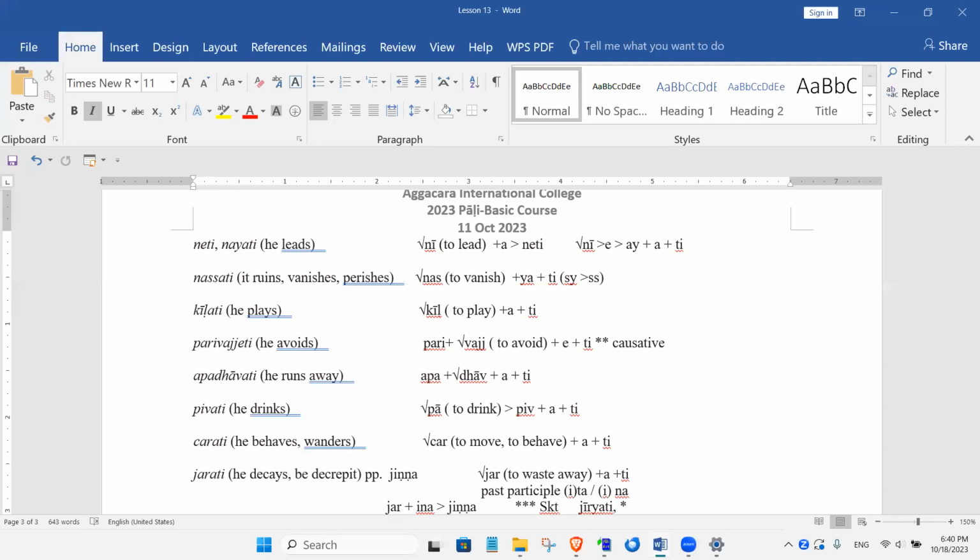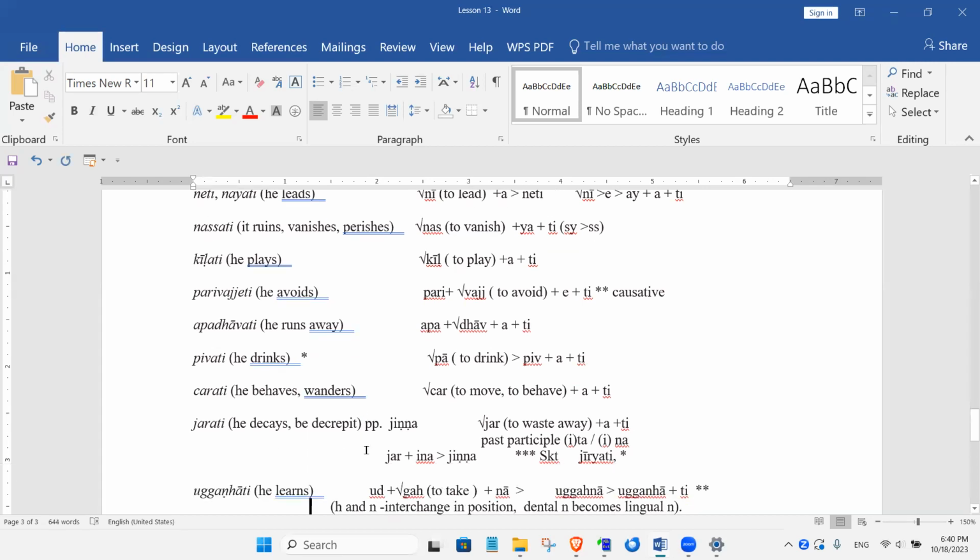Okay. So pivati. Pa becomes piv plus a plus t. So this is a special change here. Carati: he behaves, wanders. Car plus a plus t. So carati.